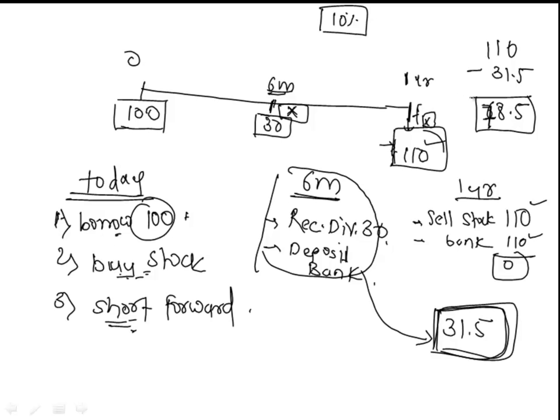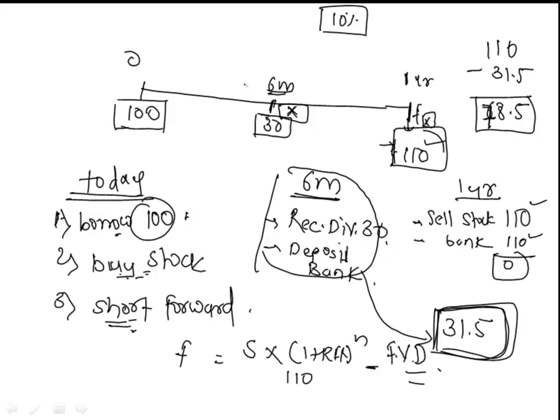Is this clear? So what I have done essentially here is that I said forward price is equal to spot into (1 plus RFR) raised to n. This is how we got this 110. And then I said minus the future value of the dividend. And this is how the formula is derived. Are we clear here?